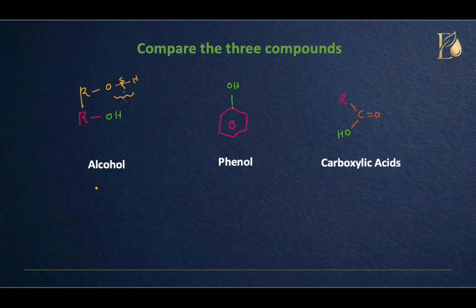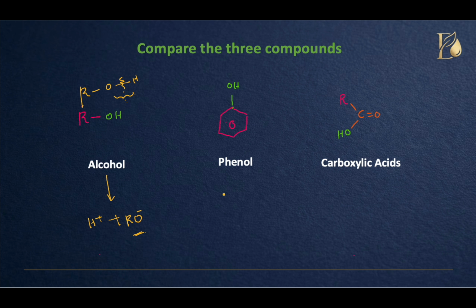So what will we get? We will get a conjugate base. If you break the OH bond, you will get a proton and a conjugate base. What is the conjugate base? ROH, on breaking this OH bond, will produce H plus plus RO minus. RO minus is the conjugate base of alcohols.